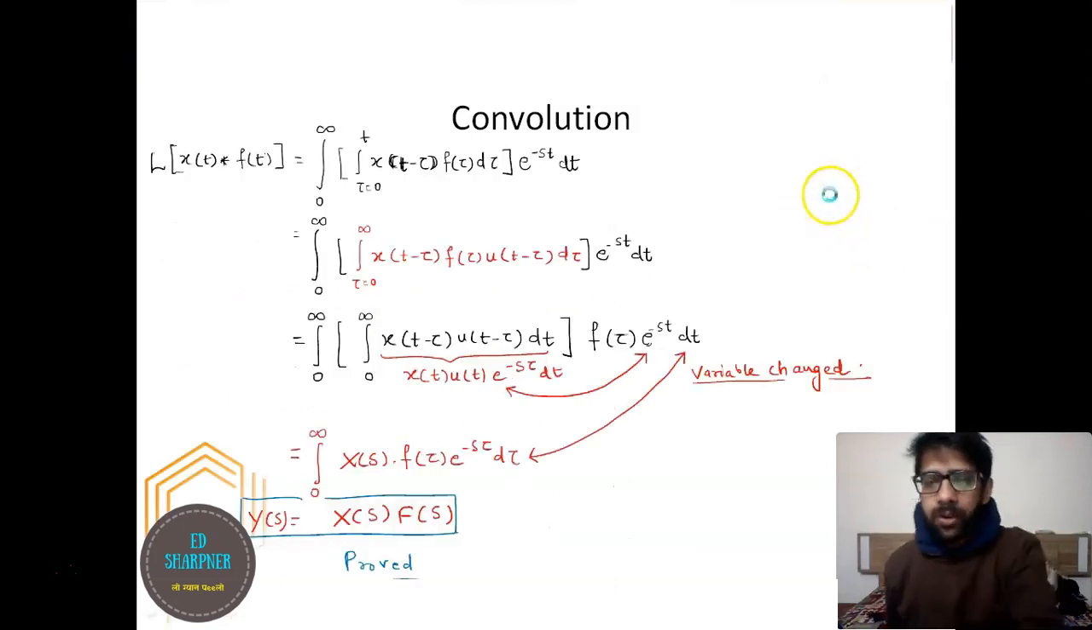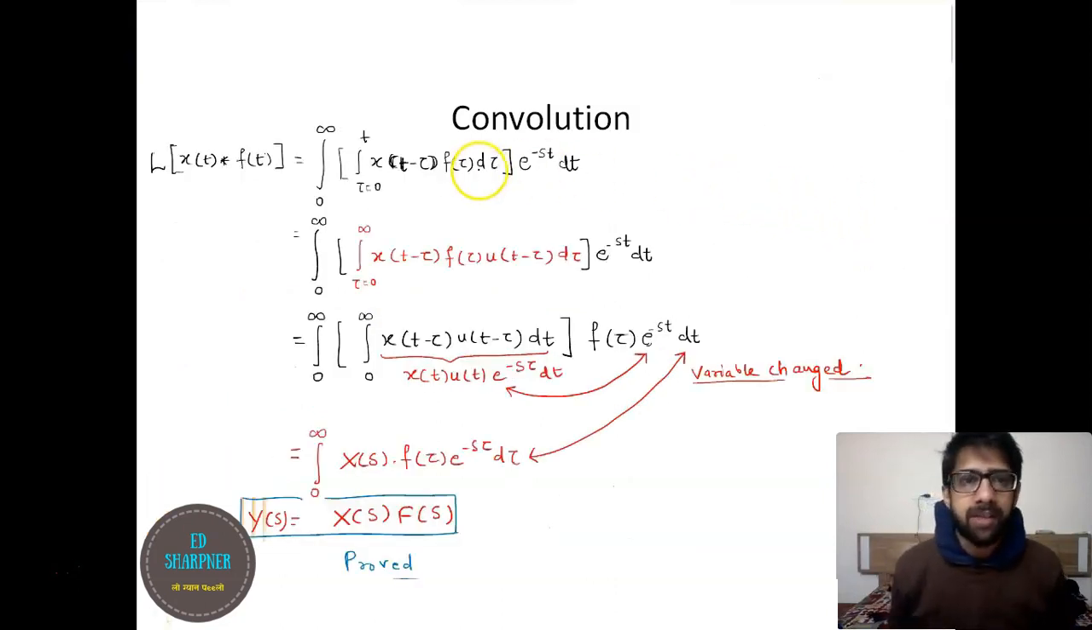Let us see the proof of this particular theorem. So you are taking Laplace transform of convolution of x of t and f of t. According to definition, inside the square bracket, you are seeing the convolution integral from tau equal to 0 to t, x of t minus tau into f of tau d tau. Outside of the bracket, we are multiplying according to Laplace transform's definition, e raised to minus st into dt.